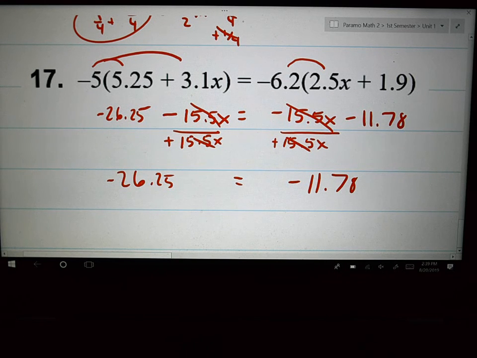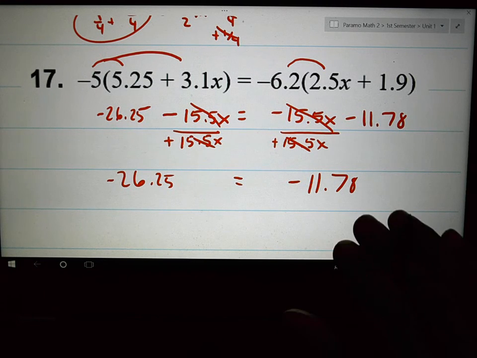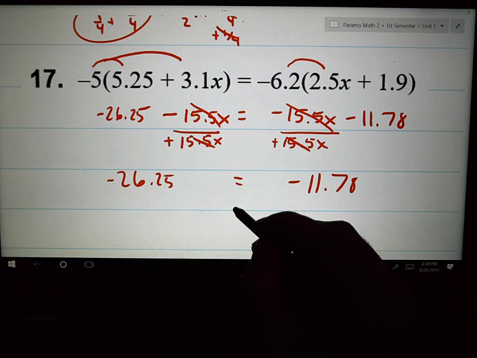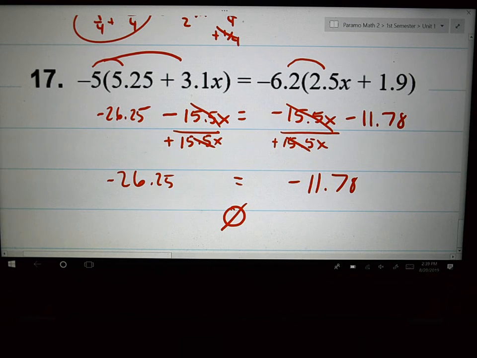Are those equal to each other? No. This is one of the trick questions. For this, you would say that there is what? No solution. No solution. There's the symbol. That's what I would write. And we'll stop your notes right there.